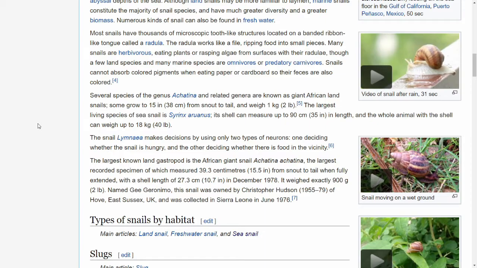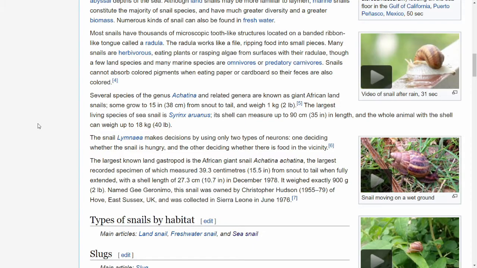Its shell can measure up to 90 centimeters, 35 inches in length, and the whole animal with the shell can weigh up to 18 kilograms or 40 pounds. Holy shit. That's like a child. That's a child right there.